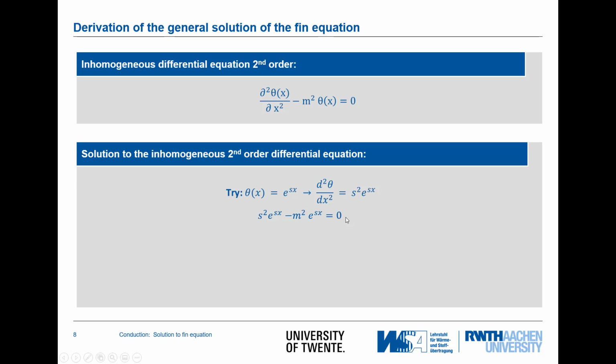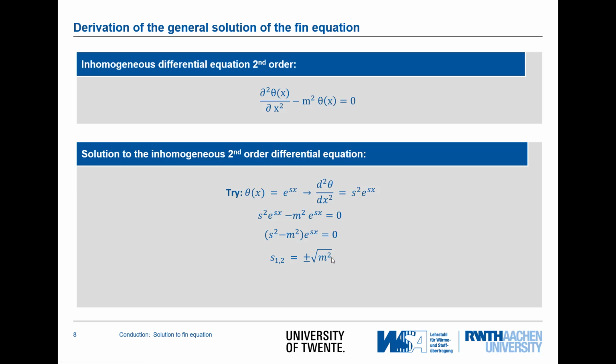And this has to be fulfilled for any location x. It seems not so complicated because we can cross out the exponential e to the power of sx. Because x can be any variable, this has to hold for any location x. The parameter in front needs to be 0 in order to fulfill this equation. So we directly see that s can have two solutions. One solution is the positive square root of m squared, but it can also be the negative square root of m squared.